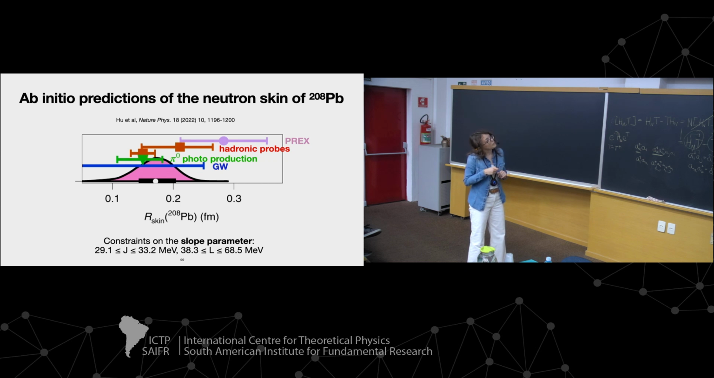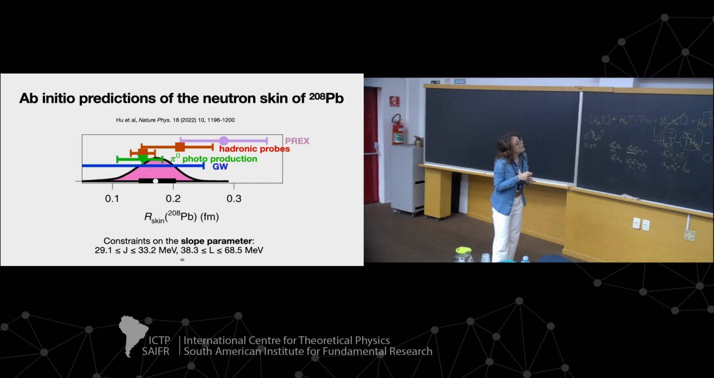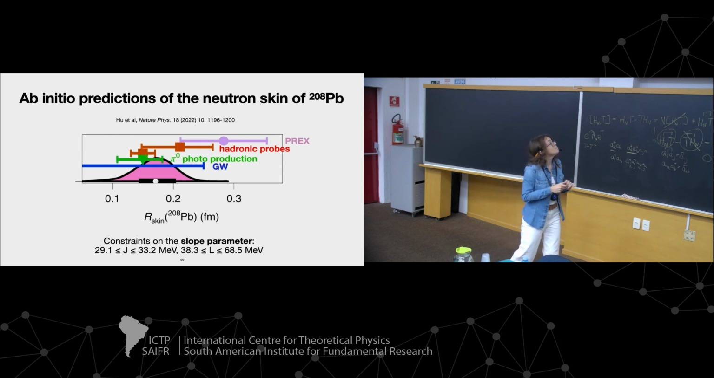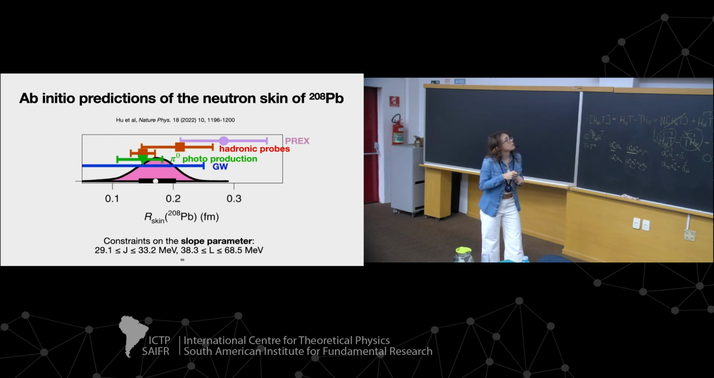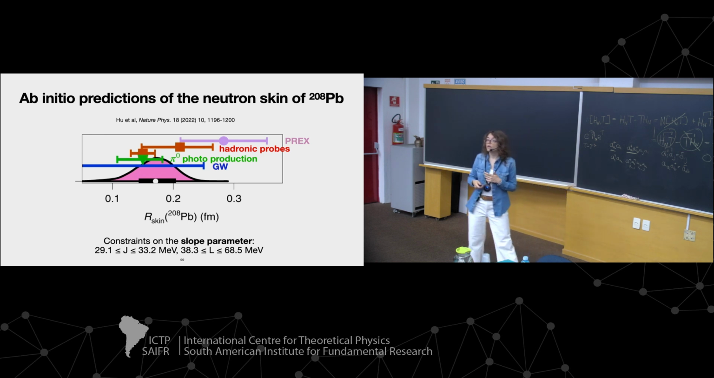And then you see the PREX one is the purple result, and it's actually kind of in mild tension with respect to the ab-initio prediction. It's around 1.5 sigma. Then we have results from hadronic probes, like for example proton scattering. And then we have also results from pi-zero photoproduction. This is another possible way of actually getting to the neutron skin via, again, hadronic probes.